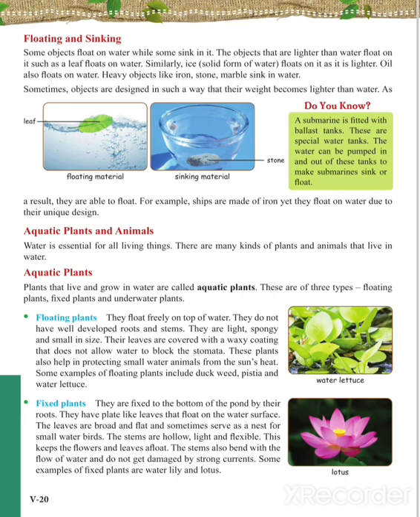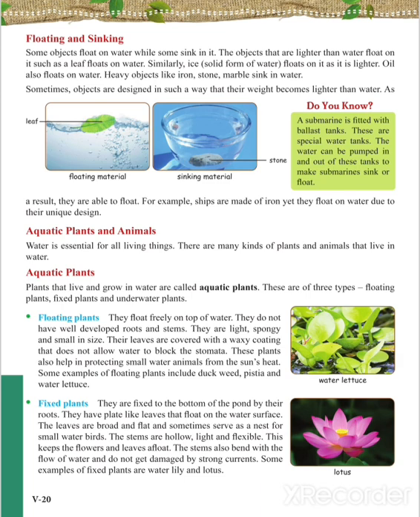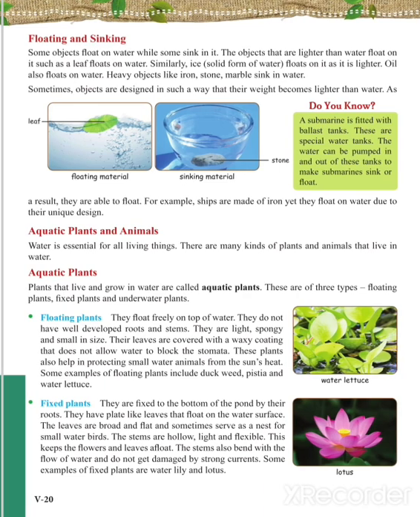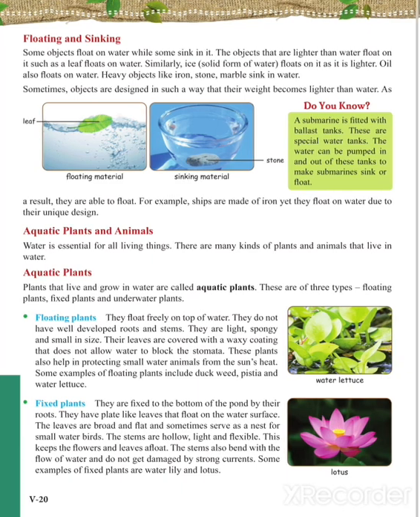Plants that live in this aquatic life are of three types: floating plants, fixed plants, and underwater plants. Floating plants float freely on top of the water. They do not have well developed roots and stems, so they only float on the water.